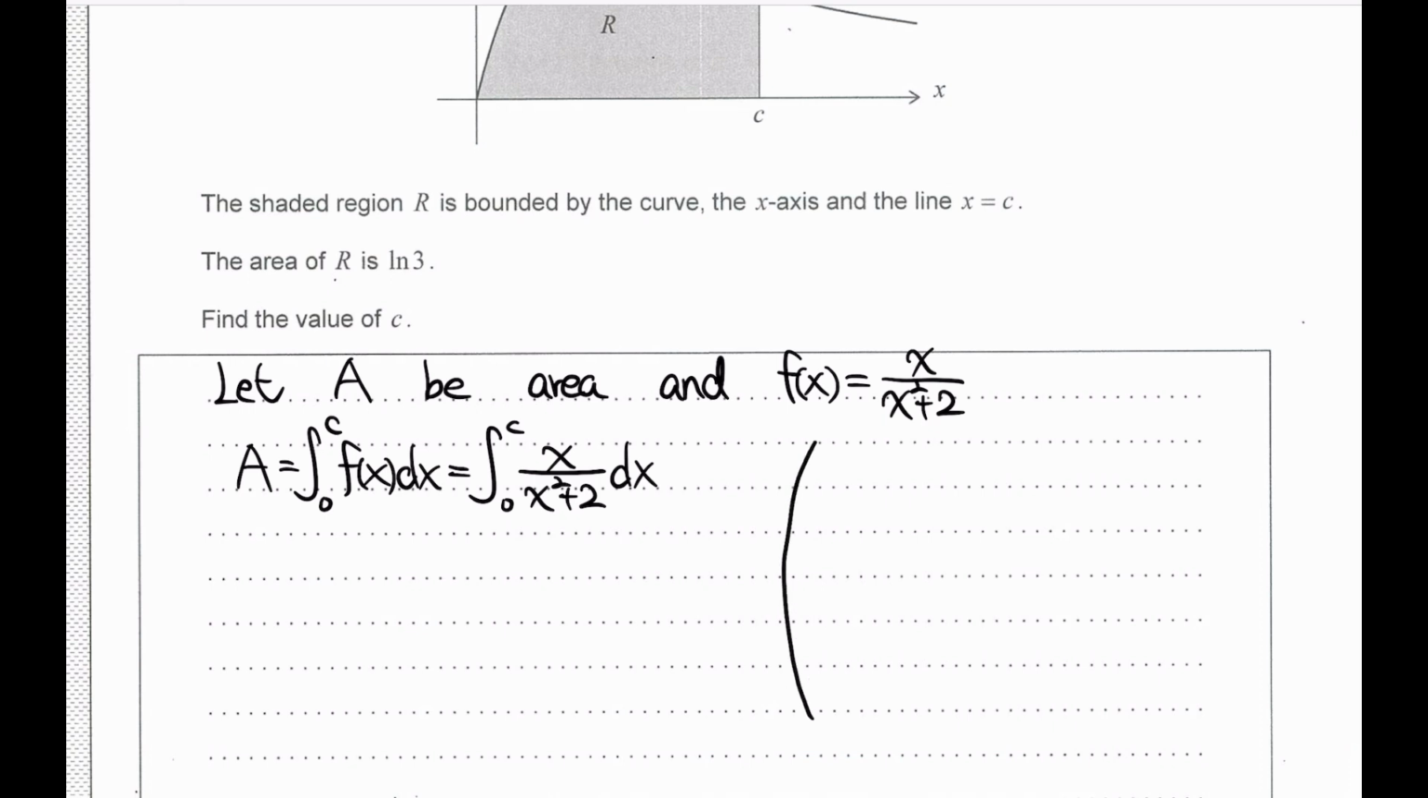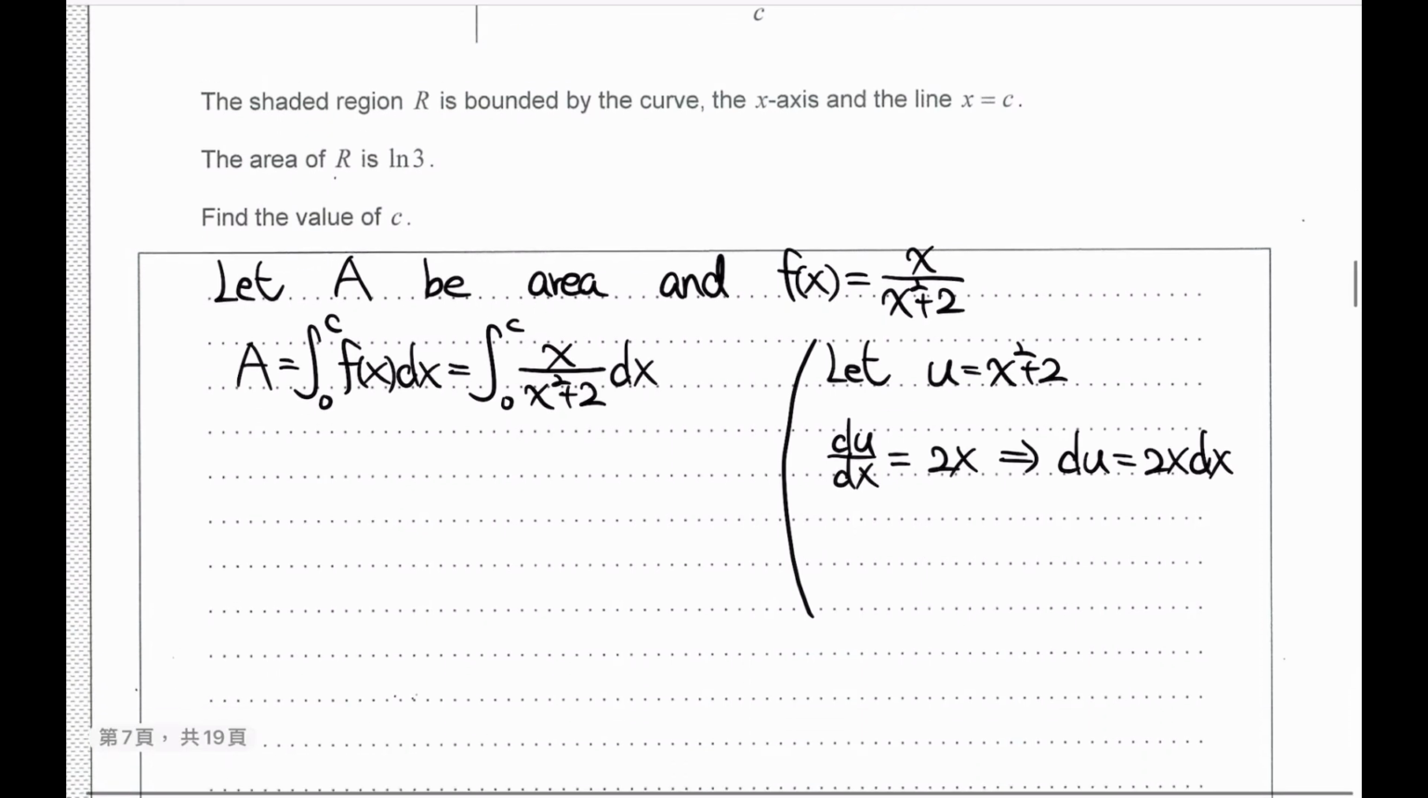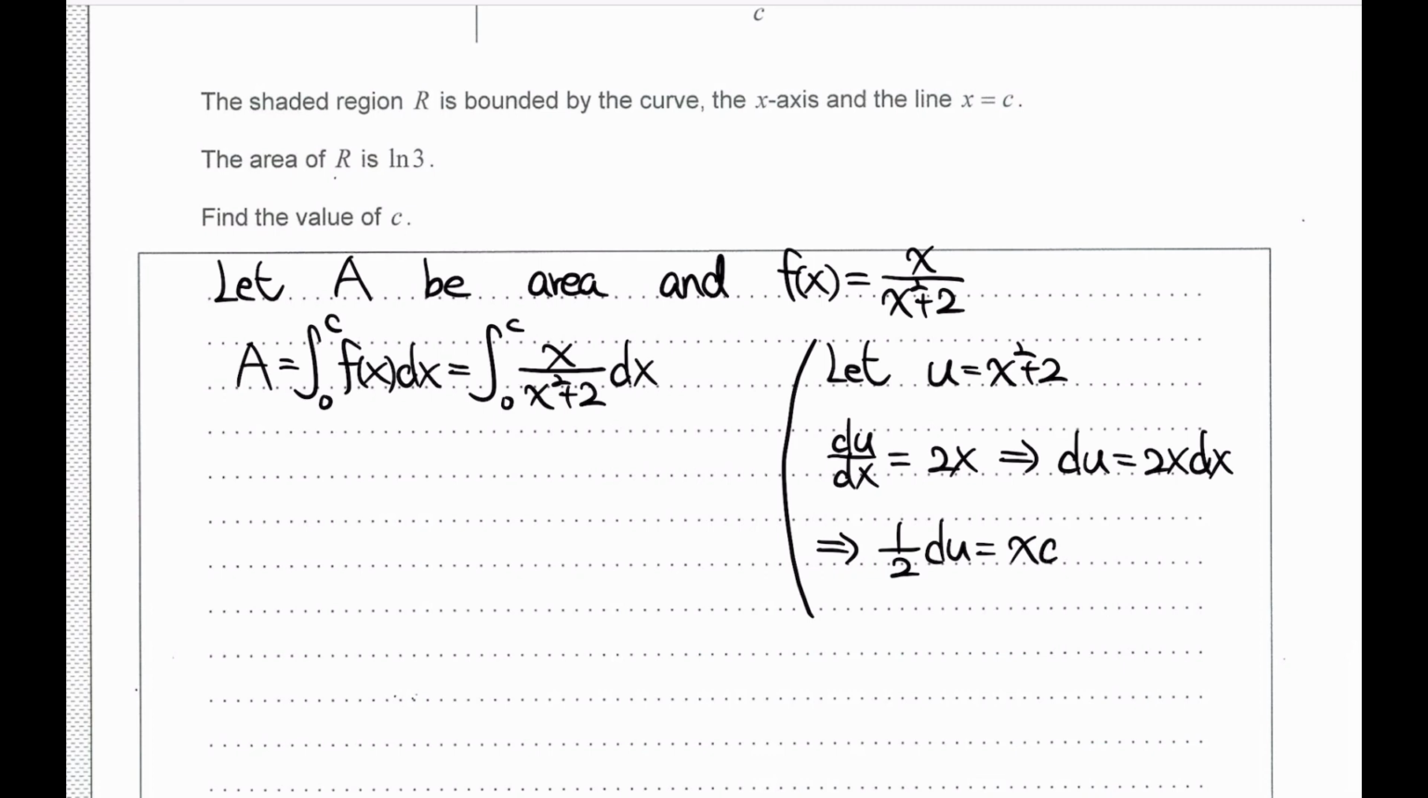So here we make the change of variable u equal to x squared plus 2, then its derivative du dx will be 2x. This implies that du is going to be 2x dx. So 1/2 du is equal to x dx.